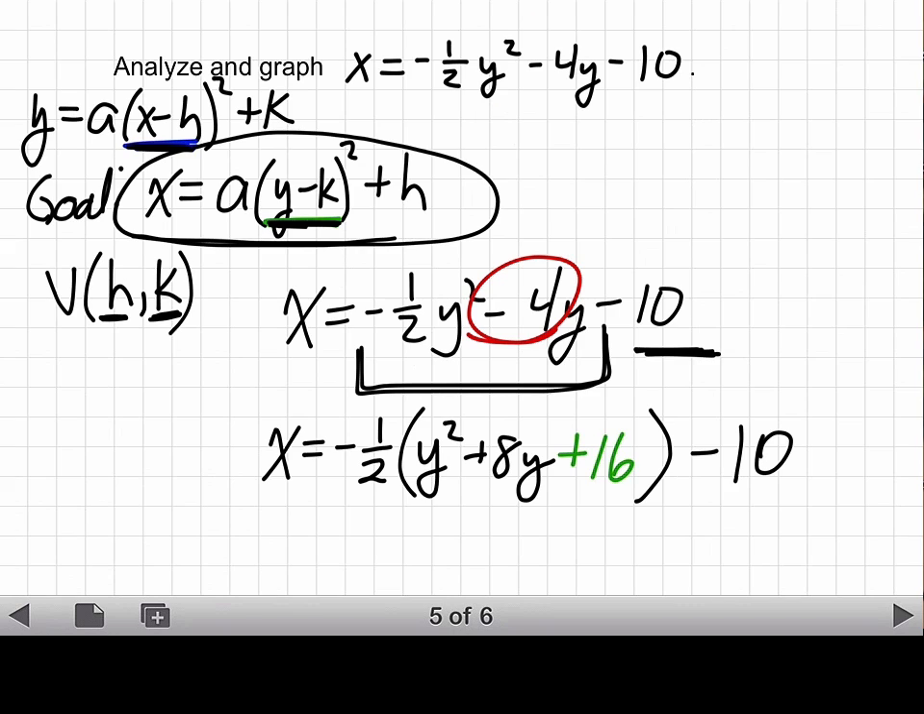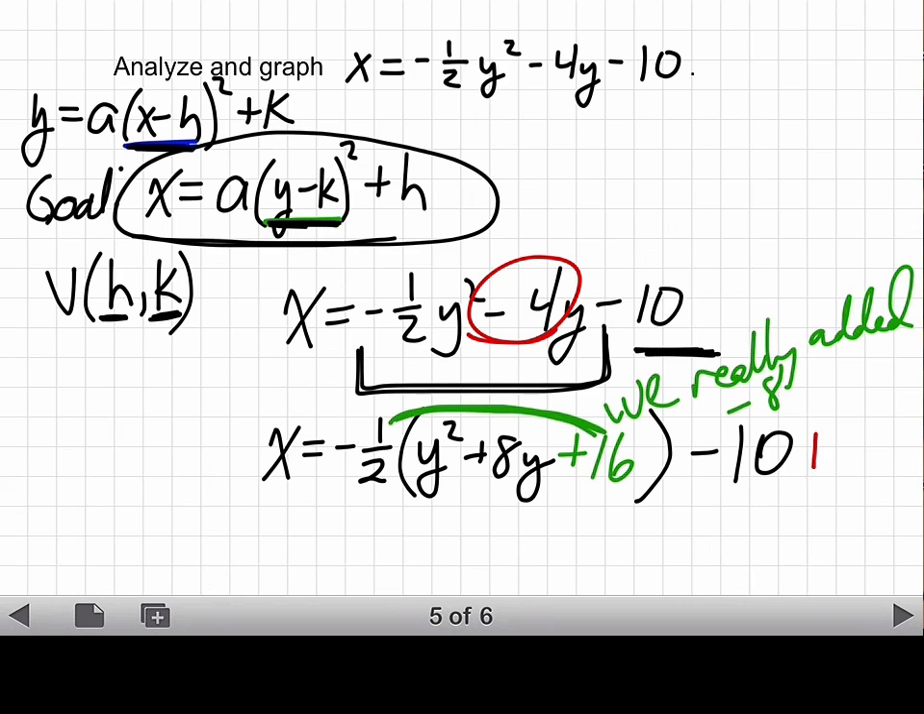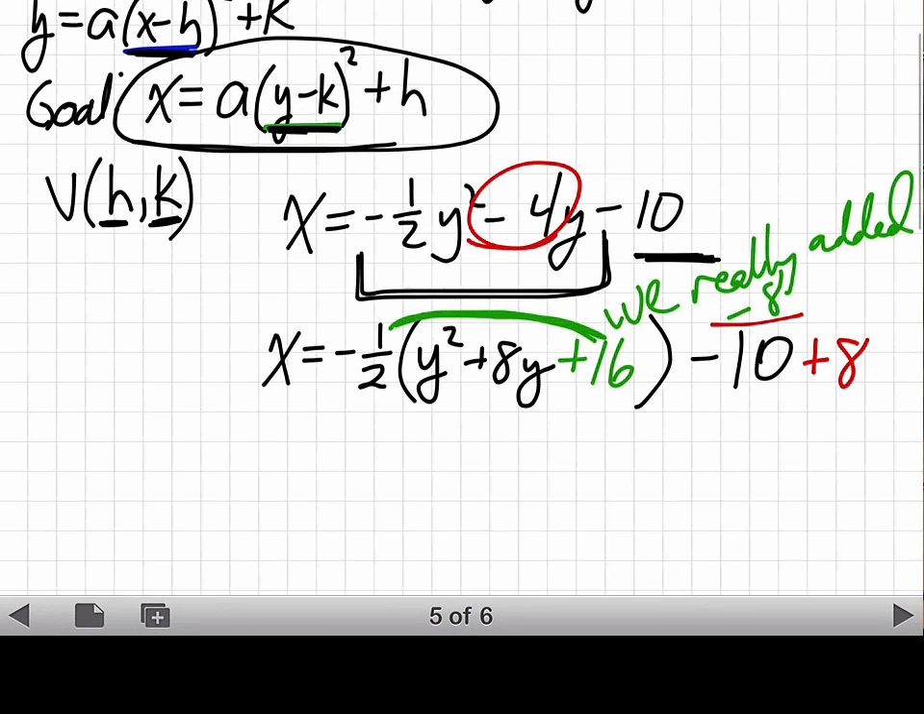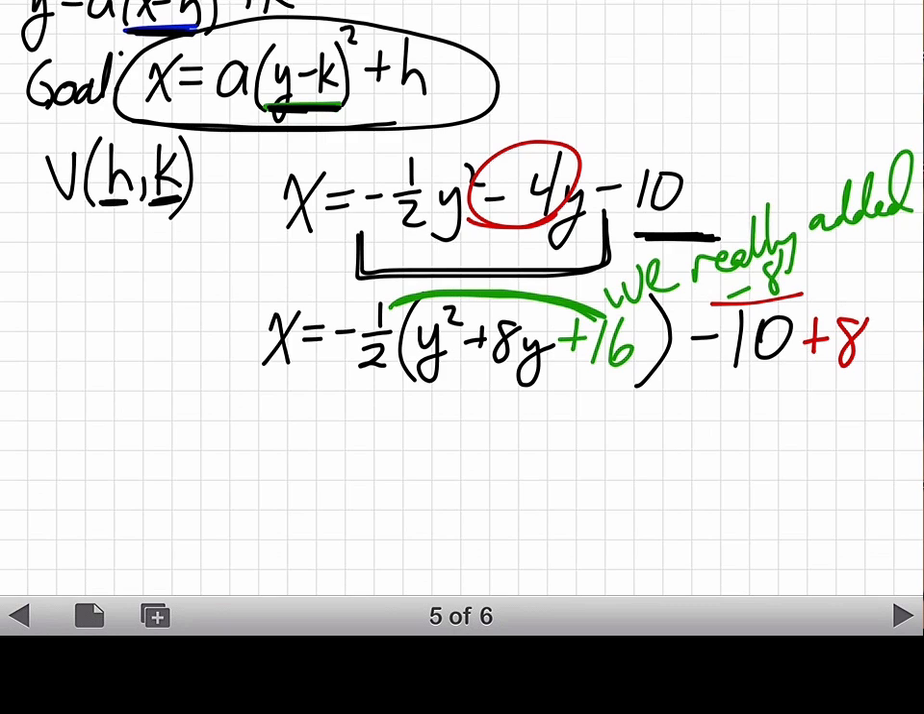But then what did we really add? We have to remember that the coefficient would multiply by what we just added, and so that negative 1/2 times 16 would be negative 8. So we really added negative 8. To offset adding negative 8, I'm going to add a positive 8, because negative 8 and positive 8 add up to 0. That keeps everything all nice and clean. Finally, when I factor the perfect square trinomial, I have x equals negative 1/2 times the quantity of y plus 4 squared minus 2.